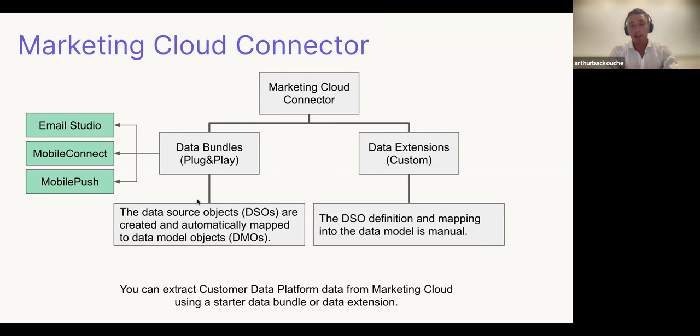And there is the second part, the data extension. The data extension is a bit different, as you will have to do the DSO definition and mapping into the data model manually. You will have your DSO once you connect Instagram. Let's say I connect Instagram to Data Cloud. All my data about Instagram will be stored in a DSO, my raw data. And then I will have to define and map all the different objects and fields to a data model object.